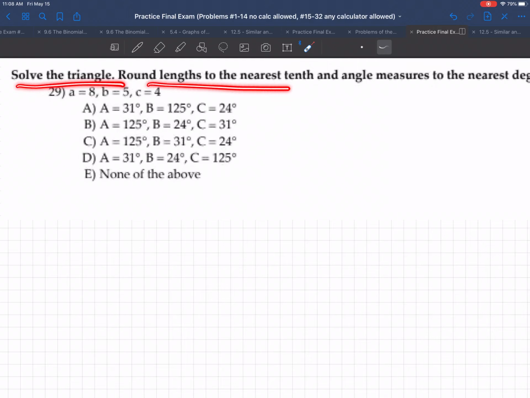Solve the triangle. Round lengths to the nearest tenth and angle measures to the nearest degree. So they're giving us a, b, and c. So let's draw this triangle.